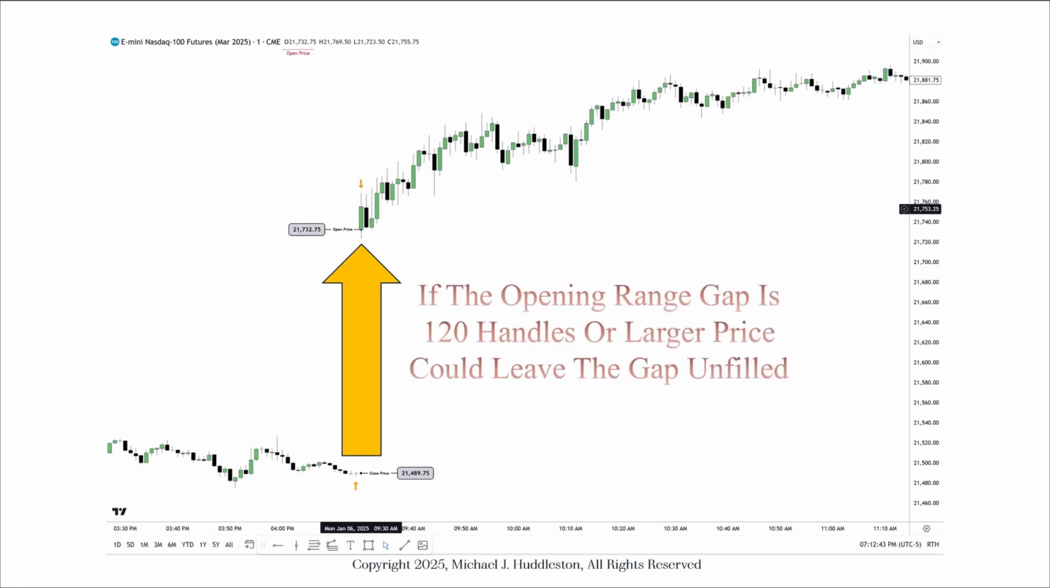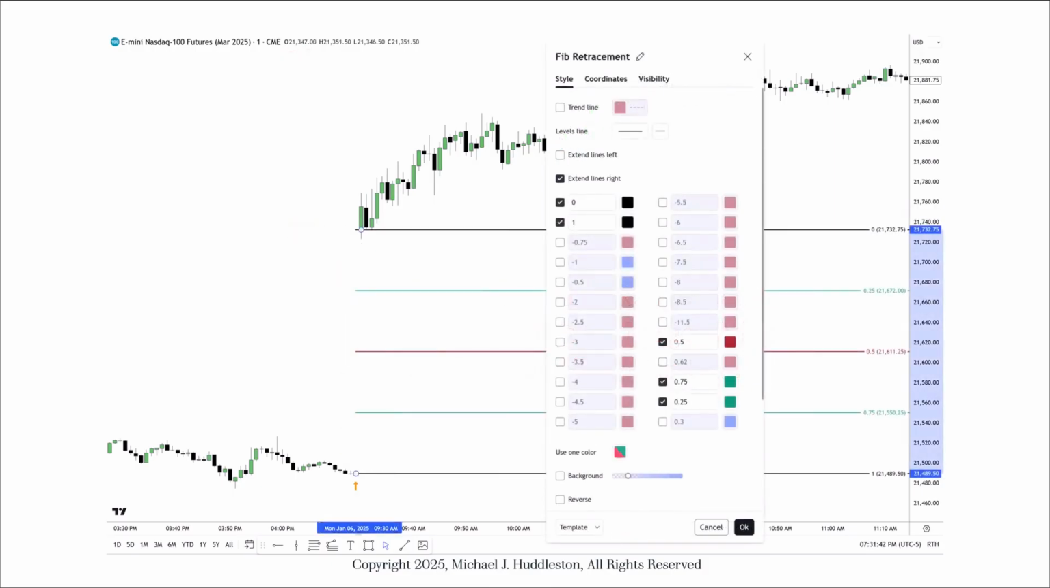If the opening range gap is 120 handles or larger, price could leave the gap unfilled. And you have a premium opening range gap, and these are the fib settings, that way you guys can have a real quick reference point. You're going to take the fib and anchor it to the previous settlement price at regular trading hours at 4:14 on a 1 minute chart. You're going to drag the Fibonacci up to the opening price the next trading day at 9:30 Eastern time.